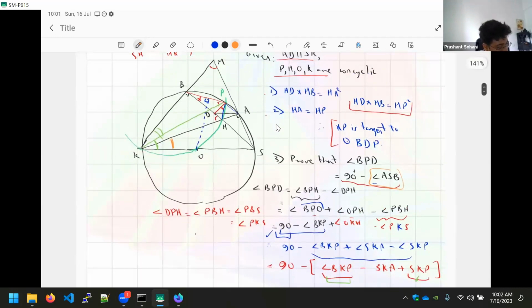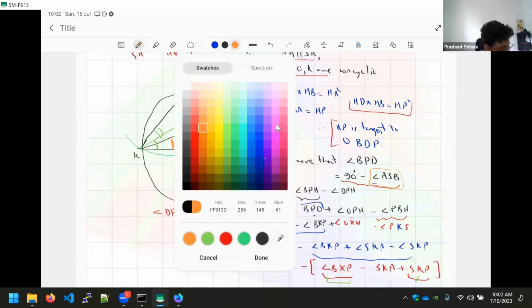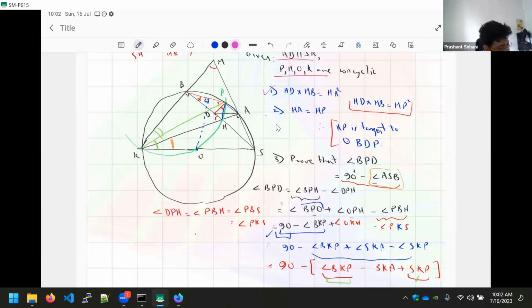So again, revising the three parts that we showed. The first part that we showed was that HD into HB is equal to HA square. Then the second part we showed that HA and HB are equal, so this is an isosceles triangle. And the third part was this angle BPD we computed.